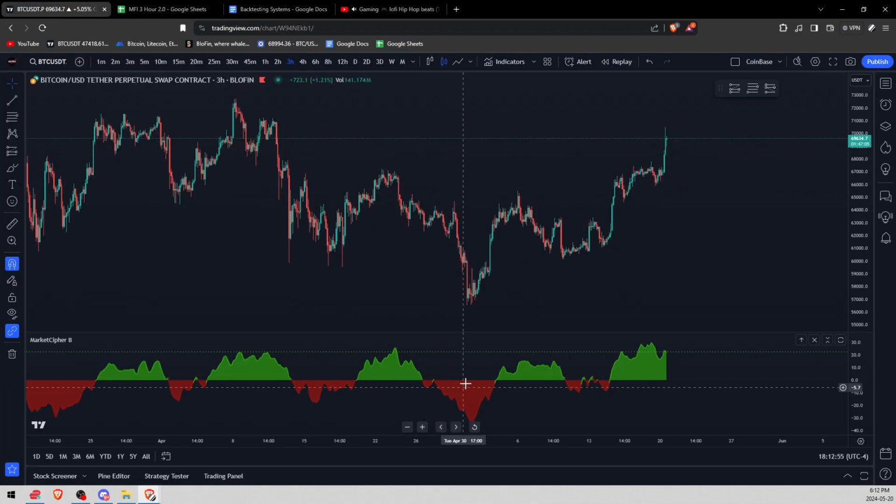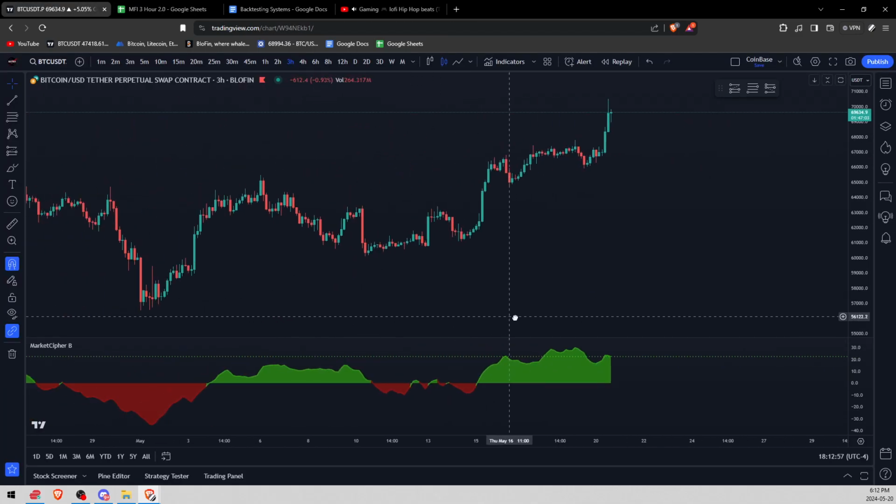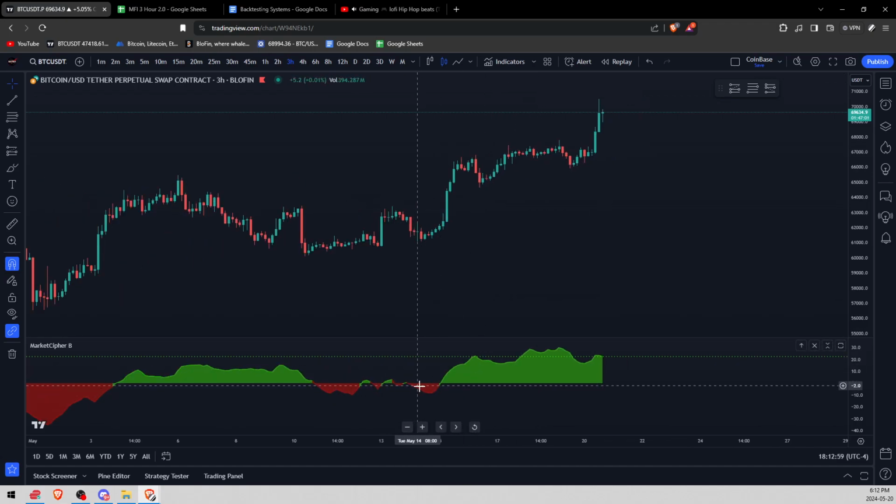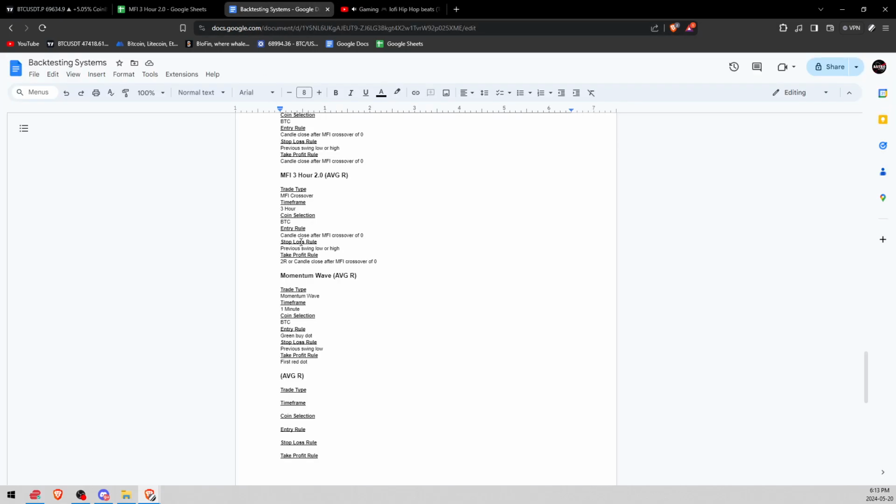So when the money flow crosses from red to the green and closes over the 0 line. Time frame is 3 hours. Coin selection, Bitcoin, of course. Entry rule, candle close after money flow index crossover of 0.